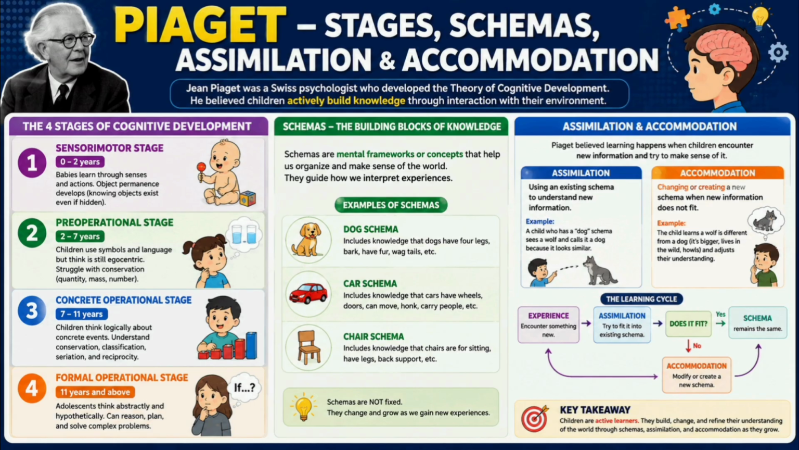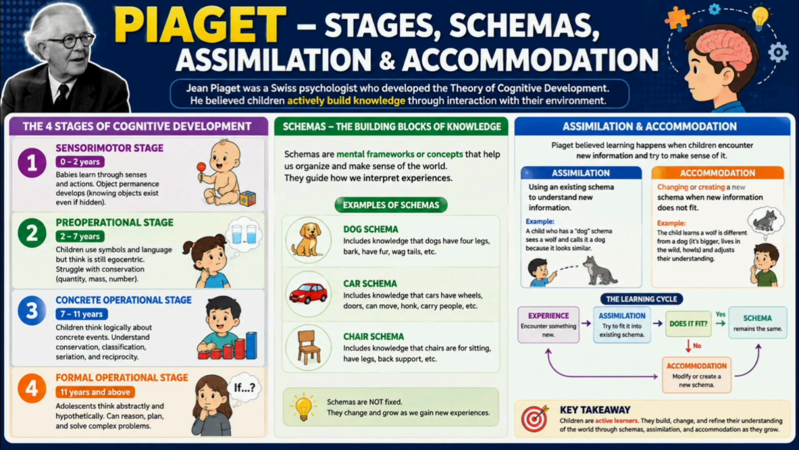Egocentrism. Children often find it difficult to understand another person's point of view. This is called egocentrism. For example, a child may assume that because they can see something, another person can also see it. Piaget studied this using the famous three mountain task.